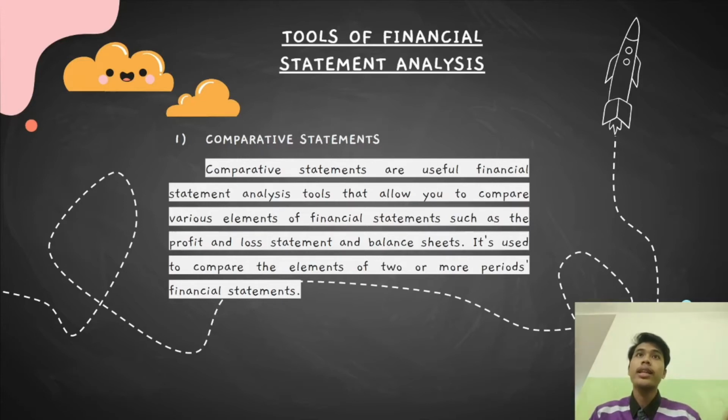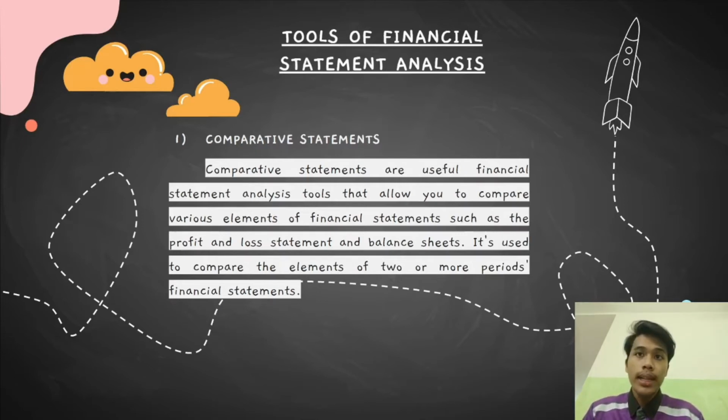As you can see here, the first of the major tools of financial statement analysis is comparative statements. Comparative statements are useful financial statement analysis tools that allow you to compare various elements of financial statements such as the profit and loss statement and balance sheets. They are used to compare the elements of two or more periods of financial statements.